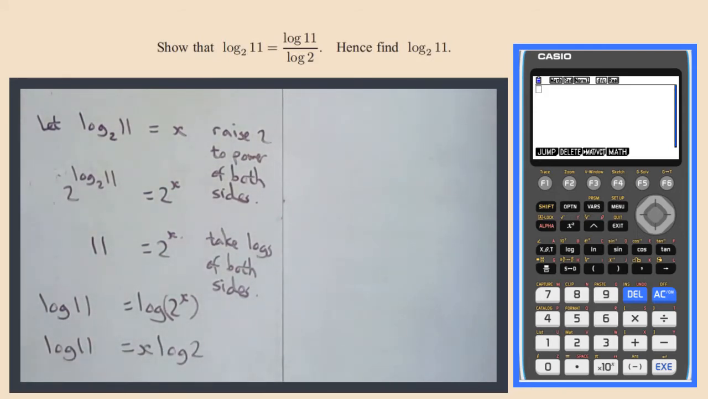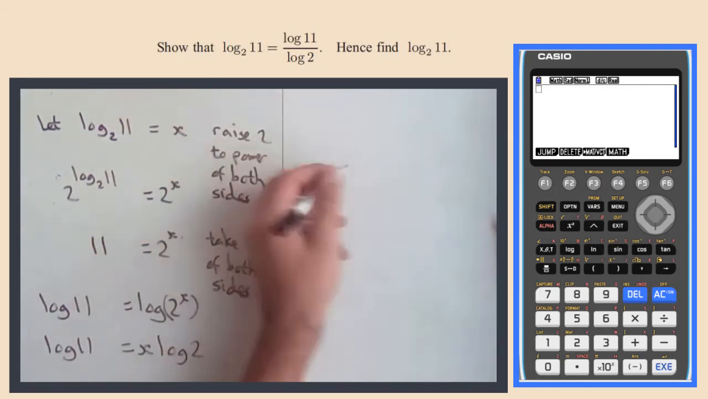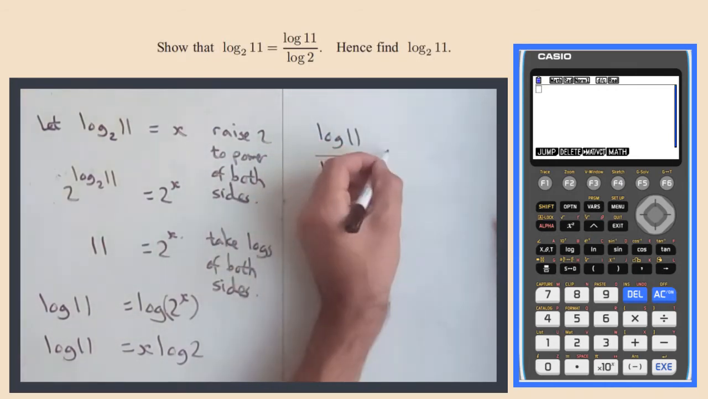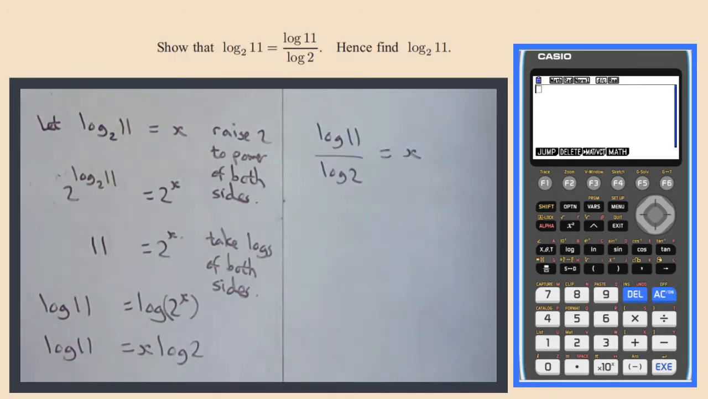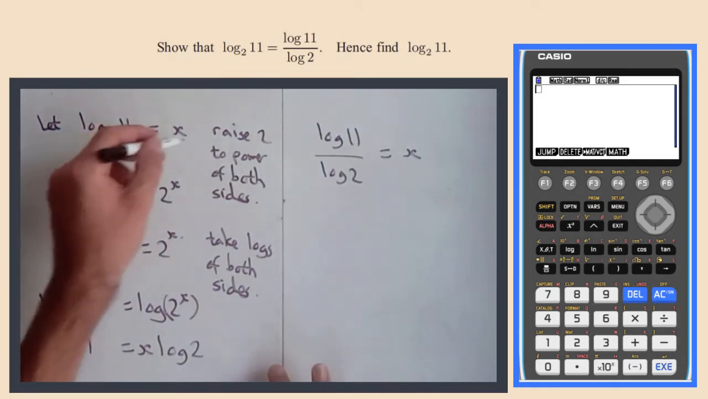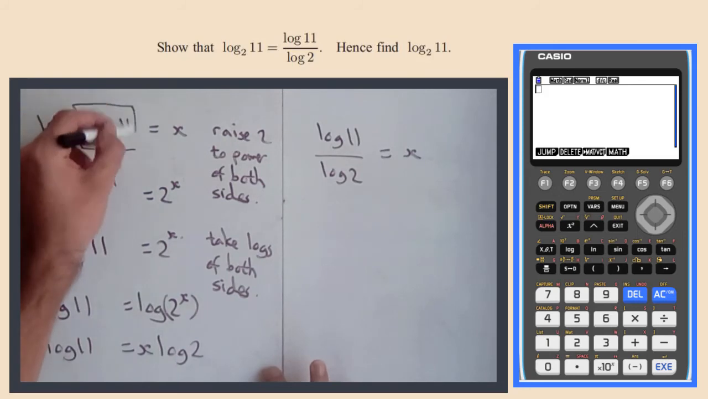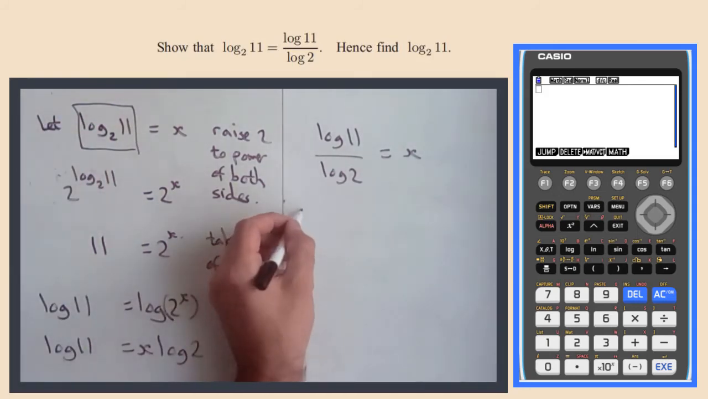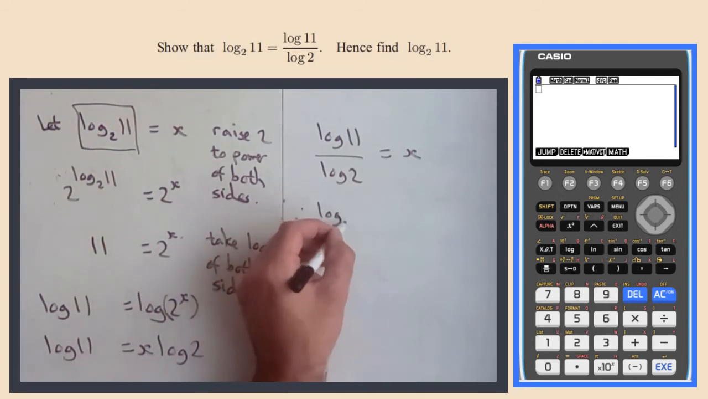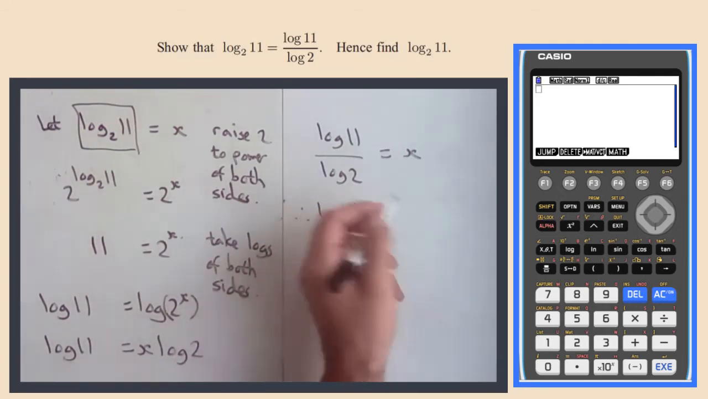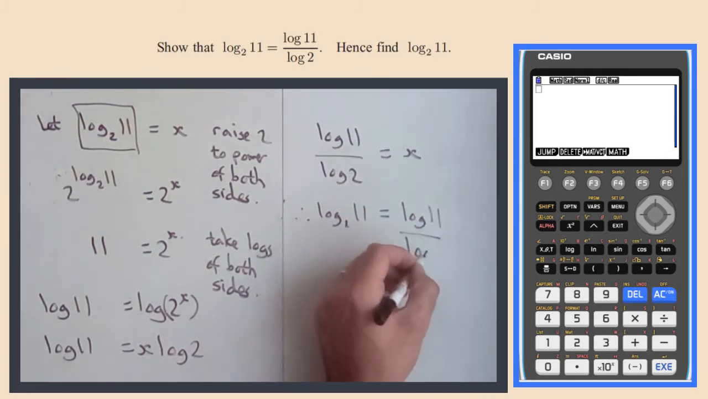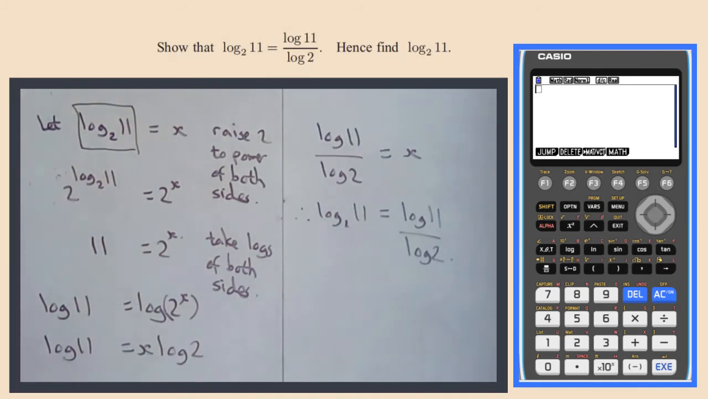So now if we just solve for x, we're going to divide both sides by log 2. So that would say log 11 over log 2 equals x. And remember what x was. x right from the start was log base 2 of 11. So now I can just replace this x with log base 2 of 11. So that now shows us that log base 2 of 11 equals log 11 over log 2. Okay, so we've shown that to be the case.